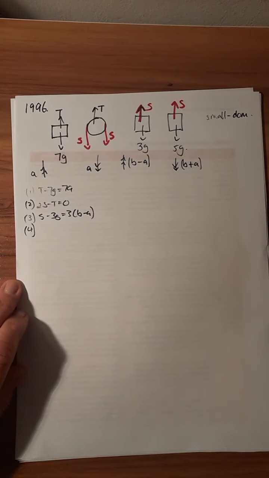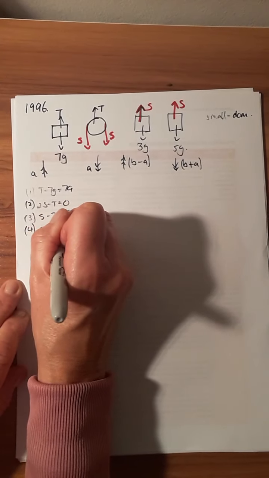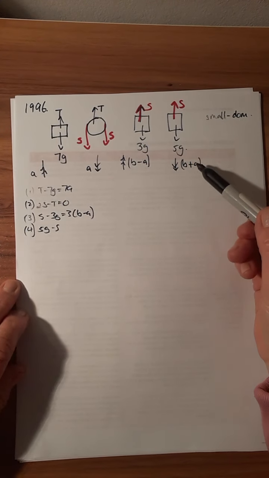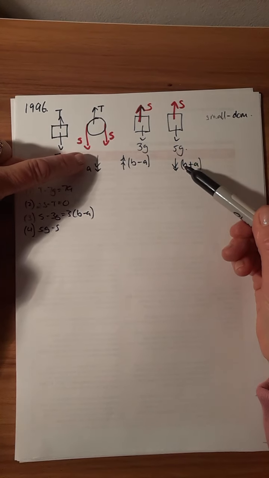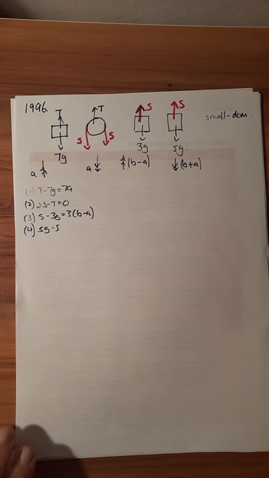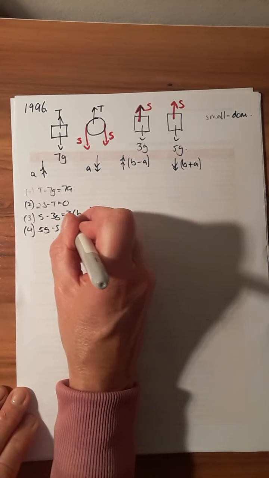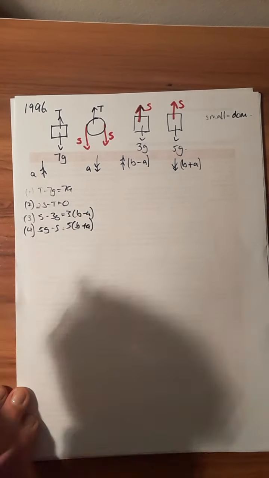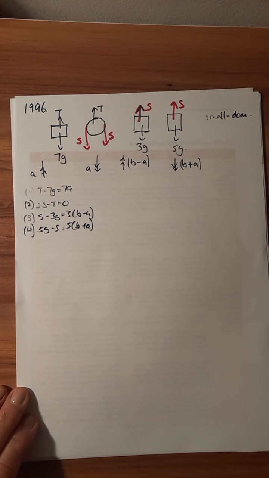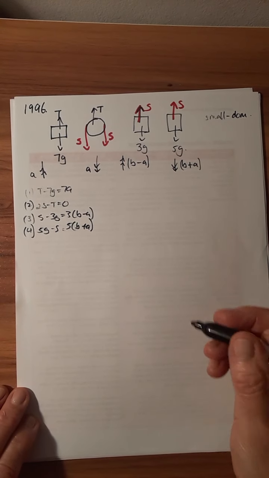The fourth equation is this one. It's moving down, so it's 5G minus S, and because it's moving in the same direction as the pulley that it's attached to, this is going to be B plus A. So this becomes 5 into B plus A. So we've got that far, we'd written up the equations. So my job here is to find the acceleration of the three particles when the system is released from rest. So I need A and B, I've got to find A and B.